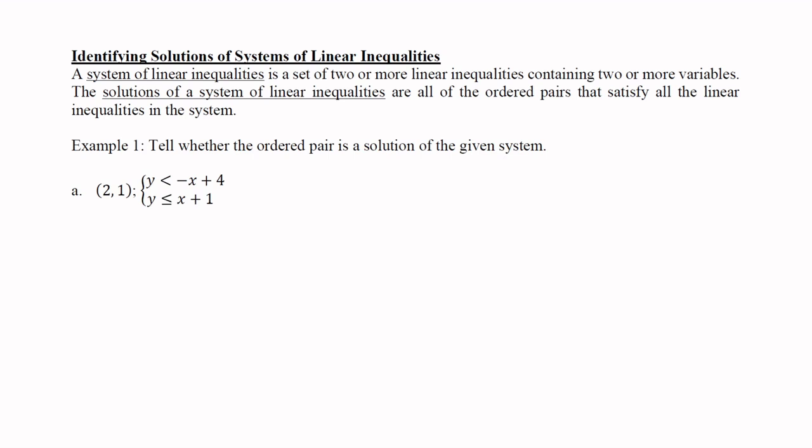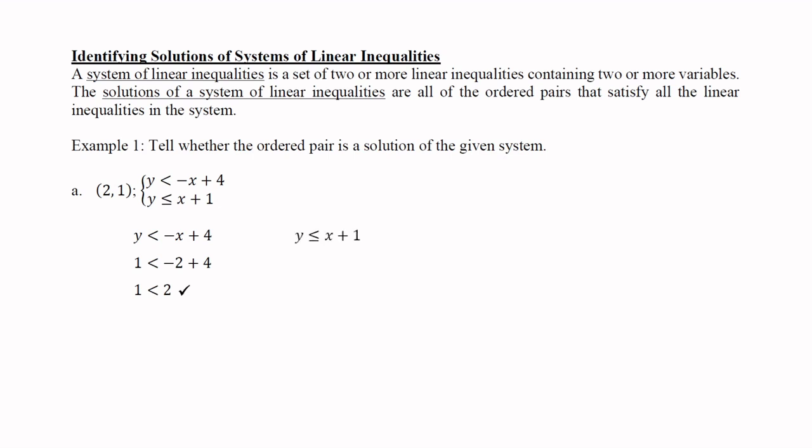Very much like we did with equations, we're going to take the ordered pair and plug it into each and see if we get a true or false statement. So we'll plug it into the first one, putting in 1 for y and 2 for x. In this case it's negative 2 plus 4. Negative 2 plus 4 gives us 2, and 1 is less than 2, so this first one checks out.